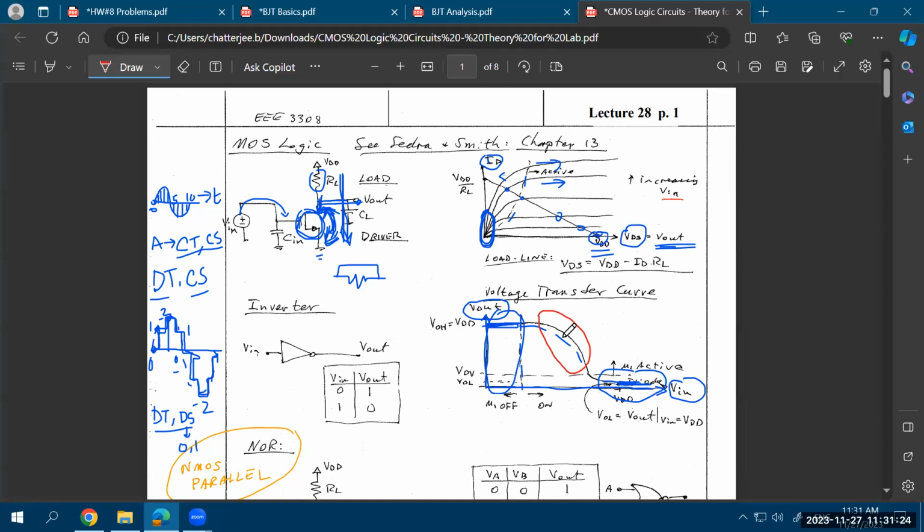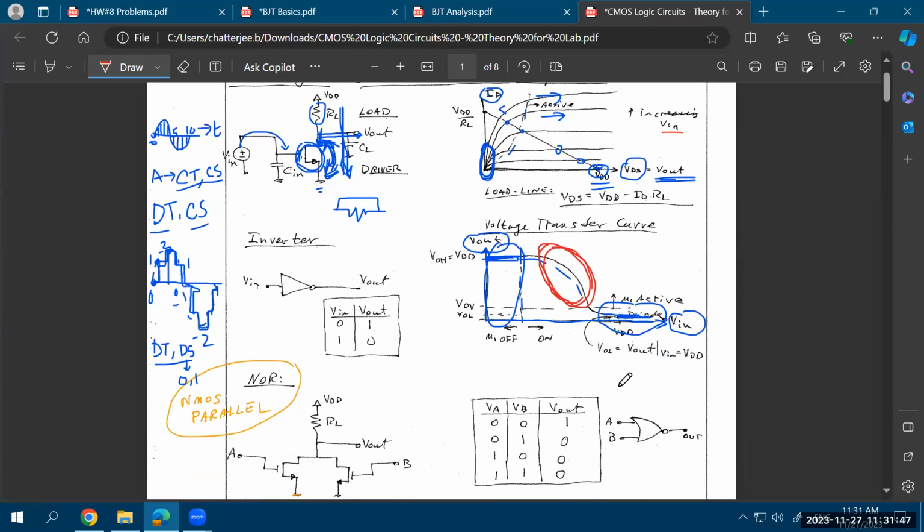So in the VTC curve, this is the way you should understand the difference between analog and digital. Digital is whatever is drawn in blue. Analog is whatever is drawn in red. So if you are interested in the analog property of the device, you should be interested in this region in your VTC. If you're interested in the digital properties, you should be interested in the left and right hand side of the device. So we'll stop here.